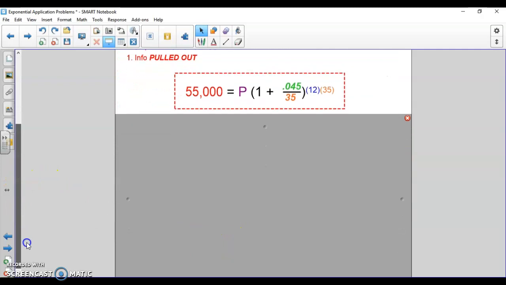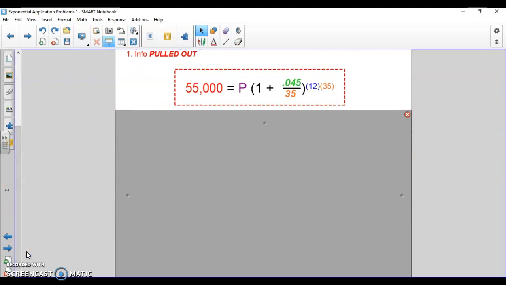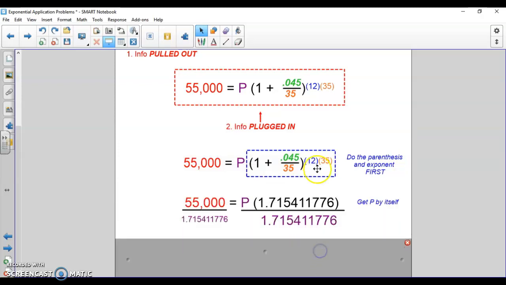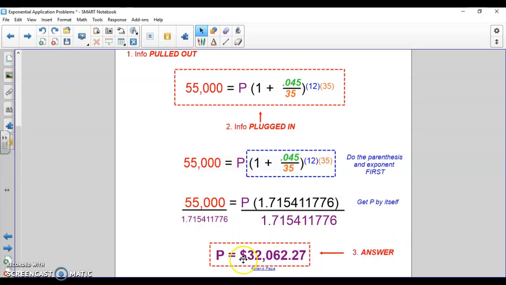Now, I show a little bit of extra work here just to walk you through that process and what you're doing. But I still only need to see 3 things. So again, this work is not necessarily stuff I need to see. Deal with the parentheses and exponent first. Do it all at once. You get this number here. That's the whole number that came out of my calculator. I divide both sides by that number. Then I get my answer of 32 grand. So I would have to deposit $32,000 in order to end up with 55,000. All right, so just keep that in mind.